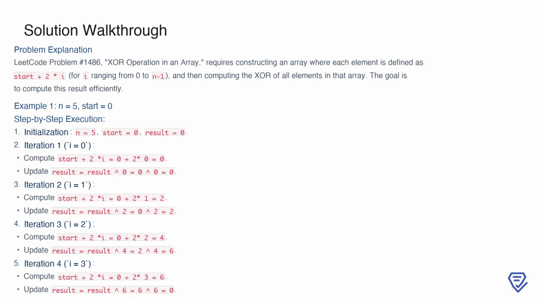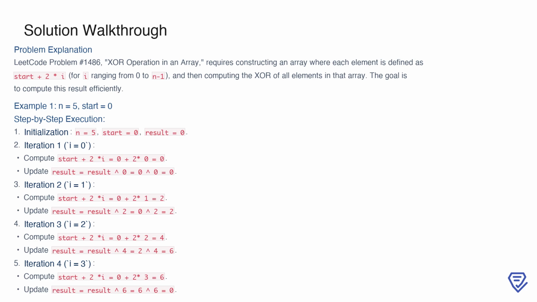To solve the XOR operation in an array problem, we need to construct an array based on the formula start plus 2 * i, where i ranges from 0 to n minus 1, and then compute the XOR of all elements efficiently. For example, if n equals 5 and start equals 0, we begin by initializing result to 0. In the first iteration, where i equals 0, we compute the value as start plus 2 * i, which gives 0 plus 2 * 0 equals 0.